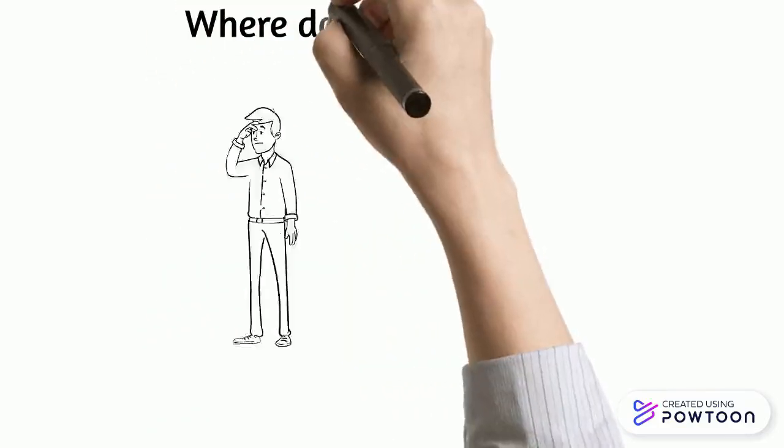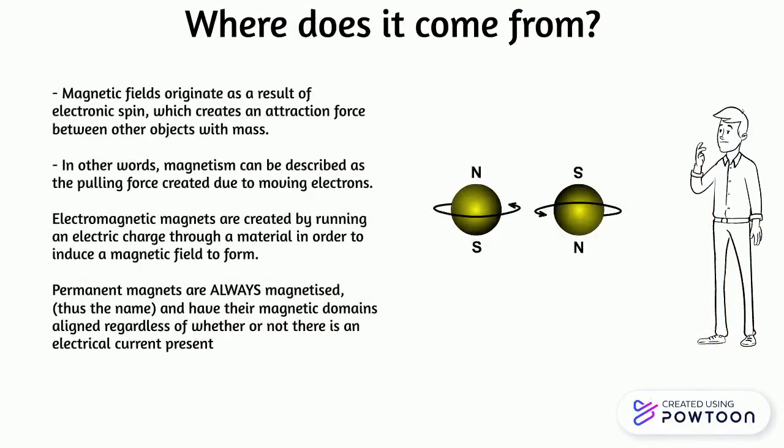Where does it come from? Magnetic fields originate as a result of electronic spin, which creates an attractive force between other objects with mass. In other words, magnetism can be described as the pulling force created due to moving electrons.